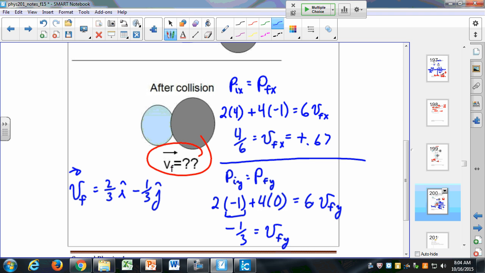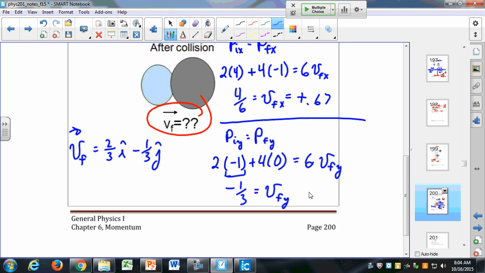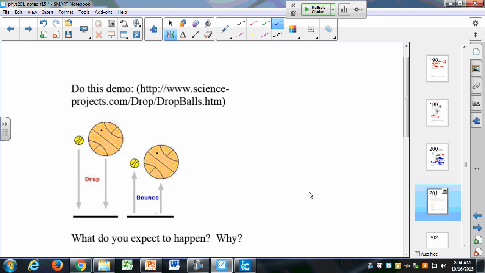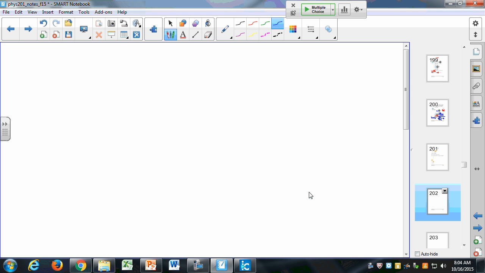Let's look at inelastic collisions. Oh shoot, I forgot to bring my two little balls. I'll bring them next time. You don't have a separate page for this, but it's stuff that we've done before. So you should have a blank page on 202. Elastic collisions.